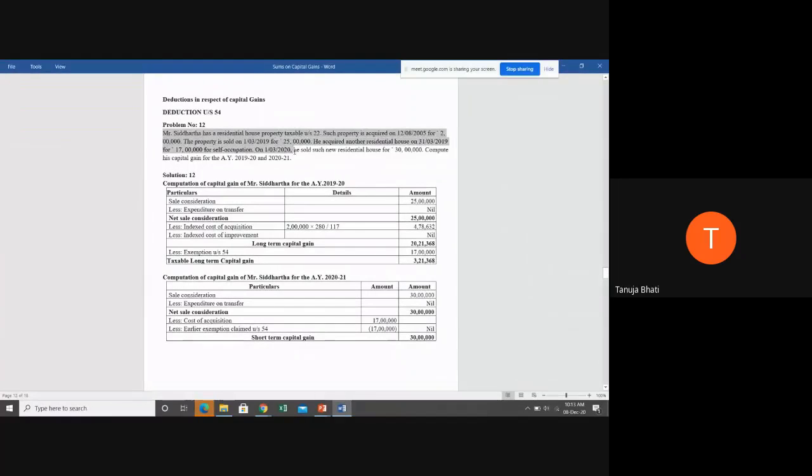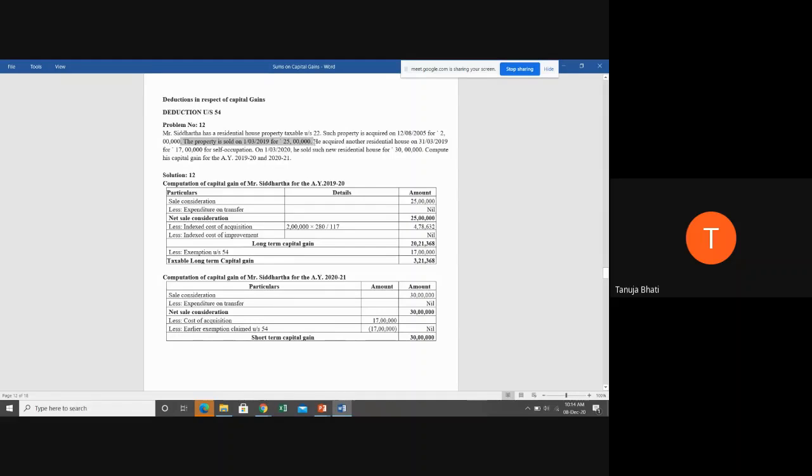Mr. Siddhartha has a residential house property which is taxable under section 22, means it is taxable under the head house property. Such property is acquired in the year 2005 for 2 lakh rupees. The property is sold on 1/3/2019 for 25 lakh. Now, if it is sold on 1/3/2019, which financial year is it falling in? It is falling in the financial year 2018-19, means it will be taxable in the assessment year 2019-20.